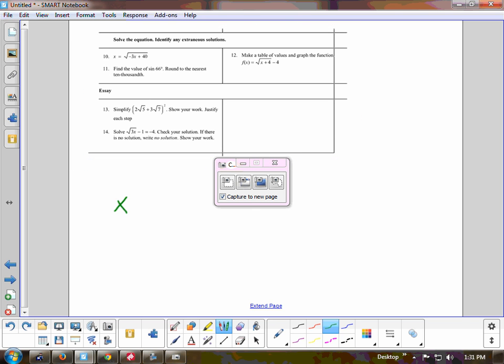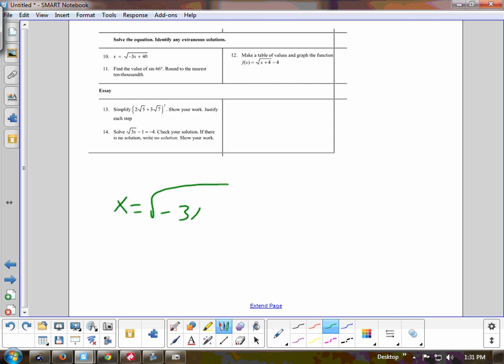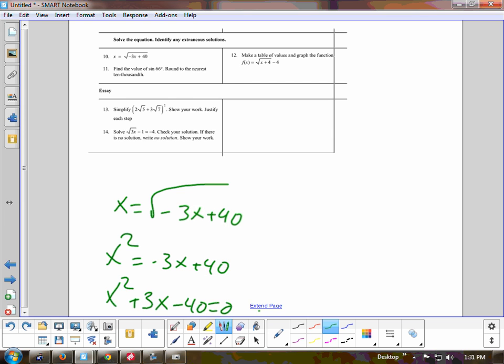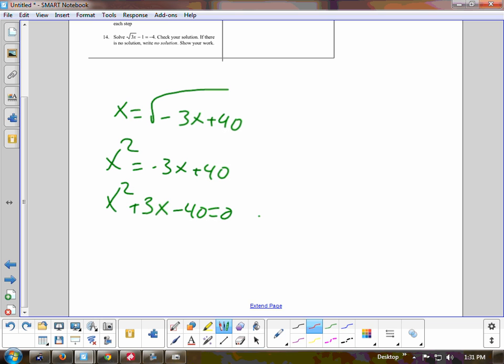So you have x, we need to show this work tomorrow, equals radical negative 3x plus 40. Square both sides, we get x squared equals negative 3x plus 40. Bring everything over to the x squared side. X squared, change the sign. 3x minus 40 equals 0. And this breaks up into a chart.